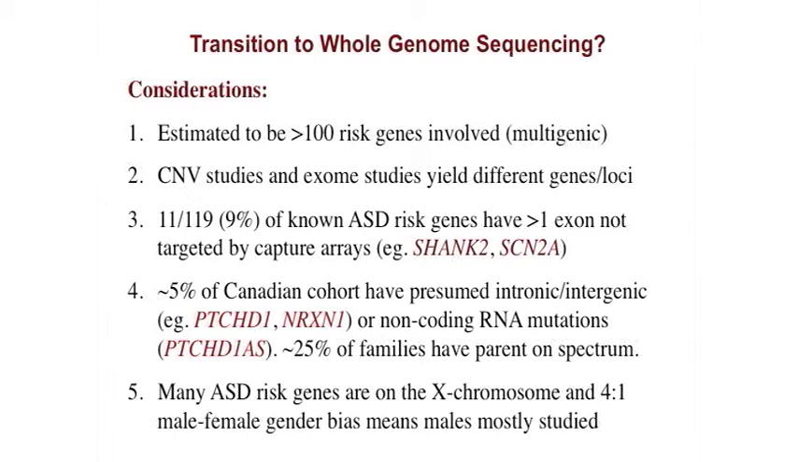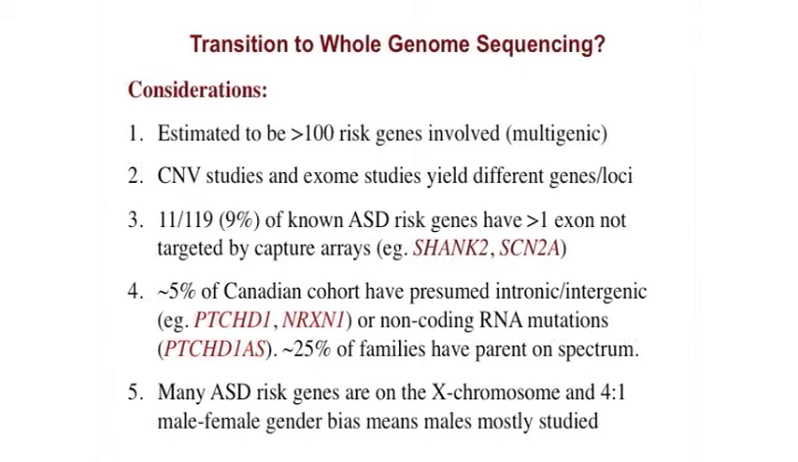And in roughly 5% of our Canadian cohort, there are mutations that have been detected, or presumed mutations, in the introns and in intergenic regions. I talked about patch D1. There's a well-characterized region in the intron of neurexin 1 that is pathogenic. It's been shown in family studies now. And non-coding RNAs, the patch D1 antisense, et cetera.